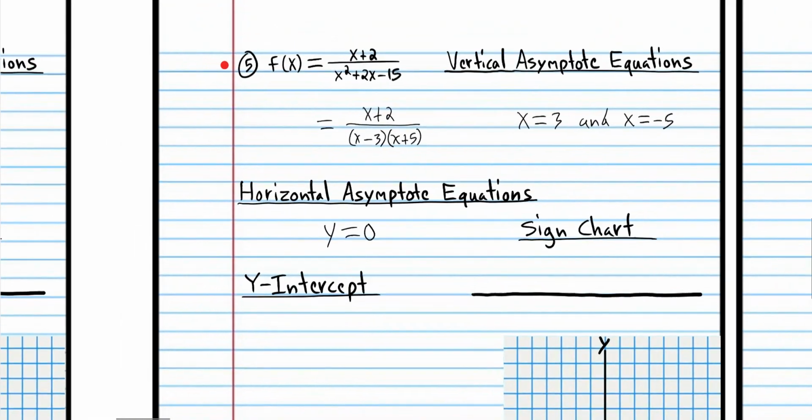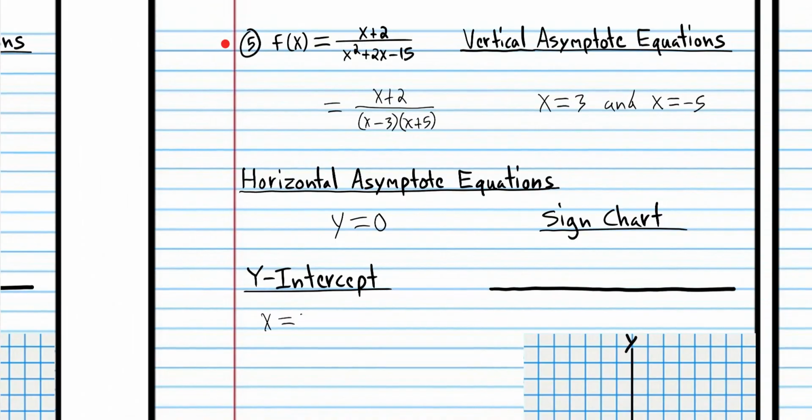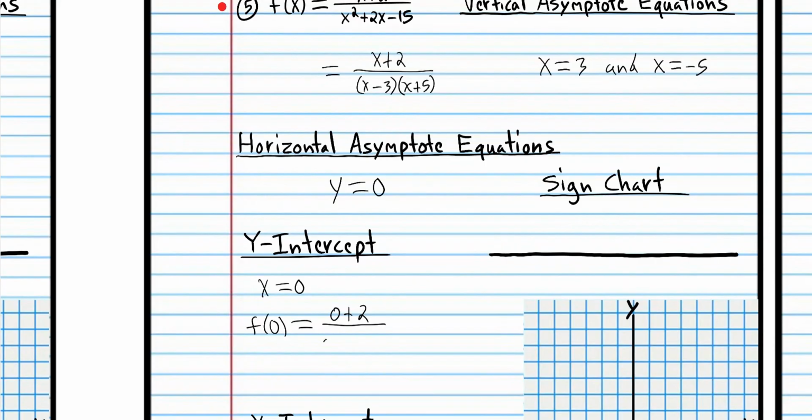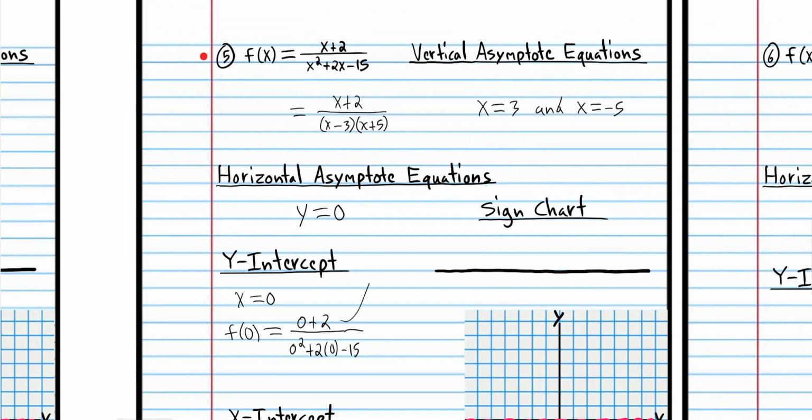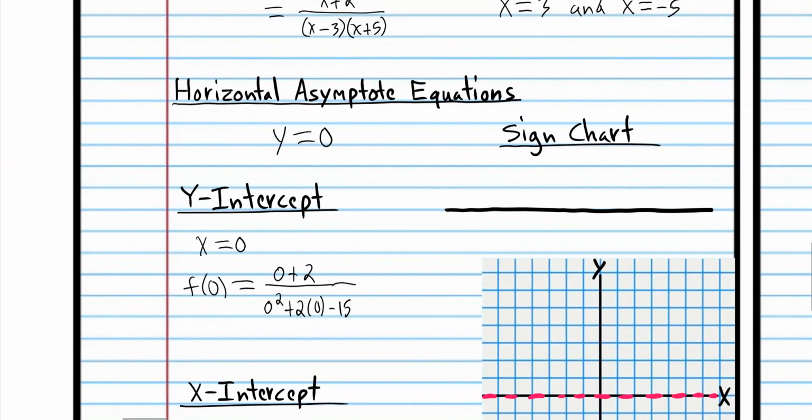So now the y-intercept, we're going to let x equal 0 and find f of 0. That is 0 plus 2 over 0 squared plus 2 times 0 minus 15. So I'm just plugging in 0 to the function. And we get negative 2 over 15. So the y-intercept is 0, negative 2 over 15.